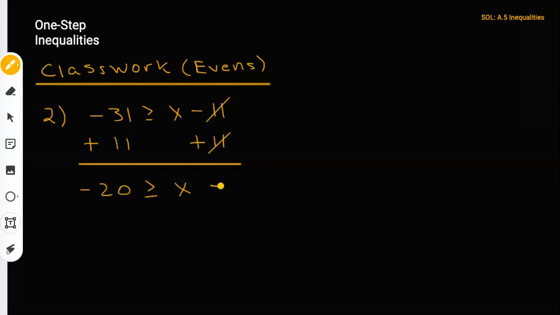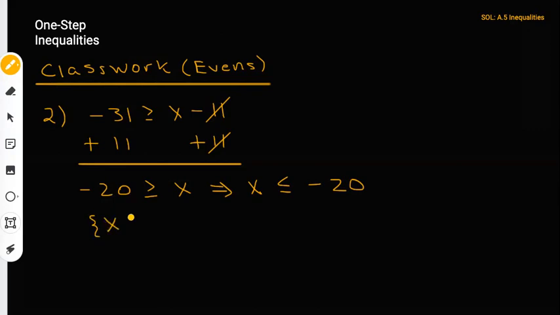Now, I can actually flip this over. I can put x on the left side, and I can put negative 20 on the right side. But the inequality symbol is still pointing towards the x, so I want to keep that symbol pointing towards the x as well on this side. So I get x is less than or equal to negative 20.